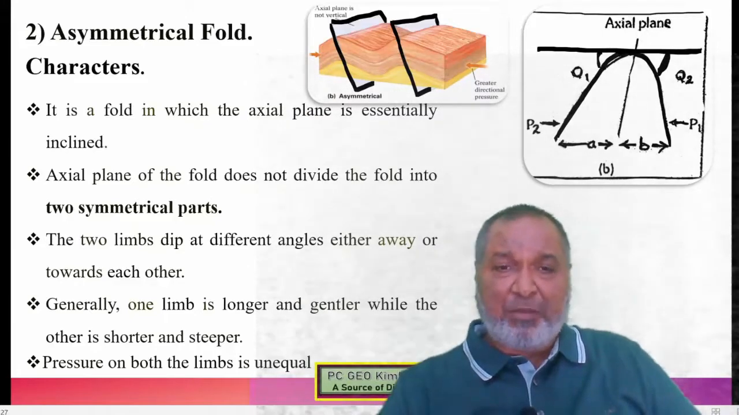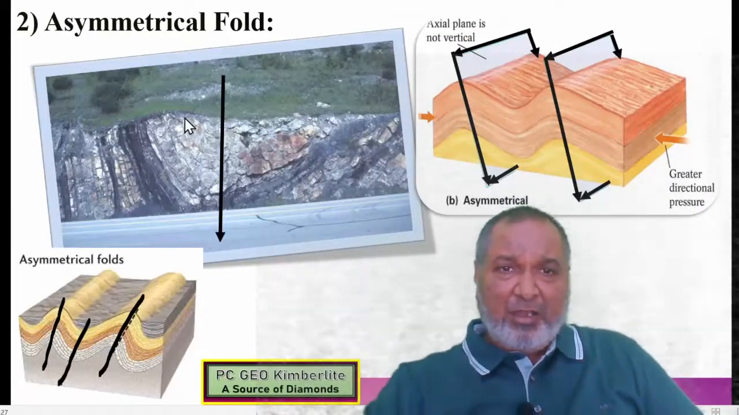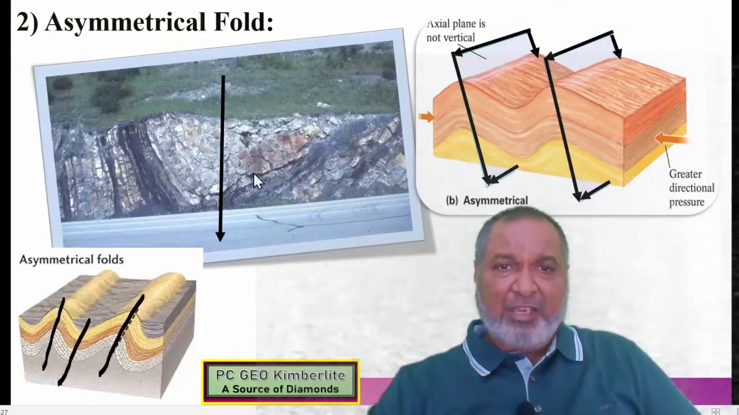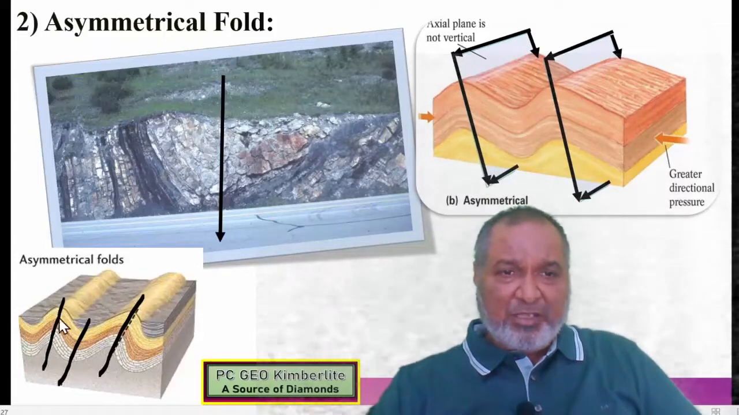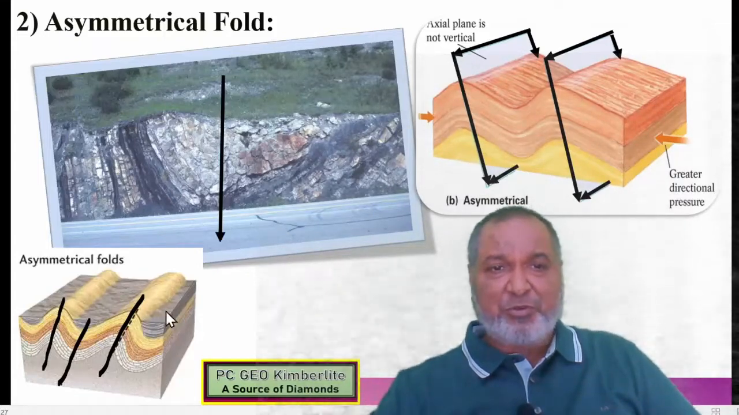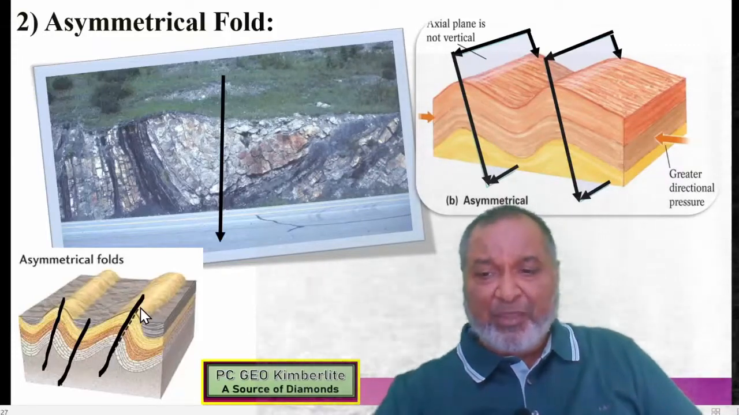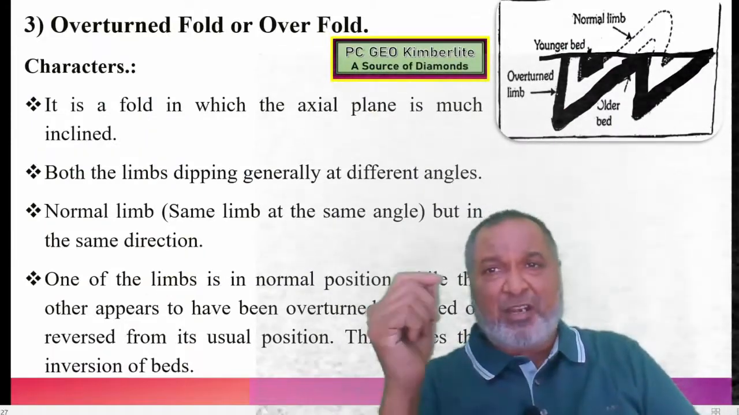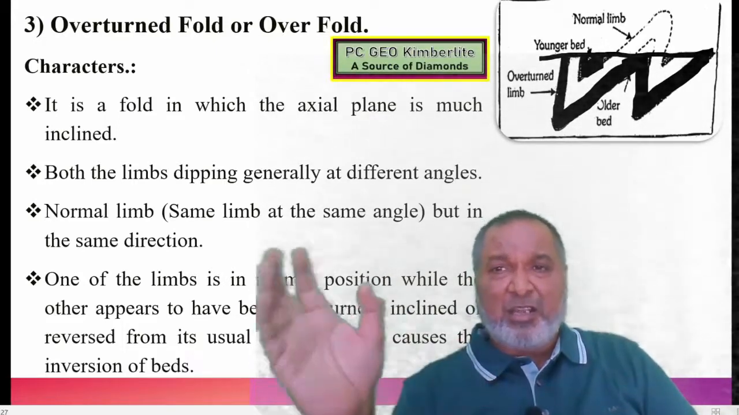and the pressure applied on both limbs is unequal. You can see in this particular photograph, if you make out the axial plane, you will find this limb is very long and this one is very short. The angle is totally different. Similarly, I have drawn an asymmetrical one here. Symmetrical anticline, symmetrical syncline. So these are the symmetrical and asymmetrical folds. In that you can mention symmetrical anticline, symmetrical syncline, then asymmetrical anticline, asymmetrical syncline.